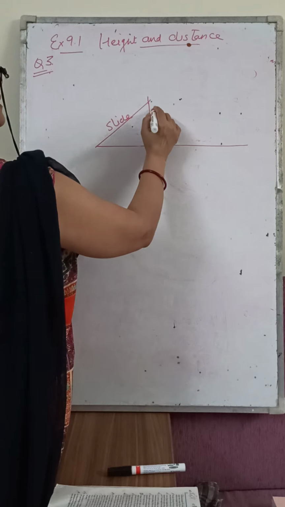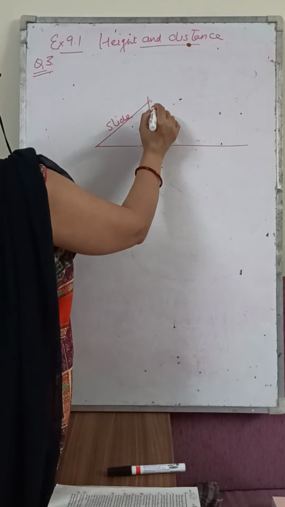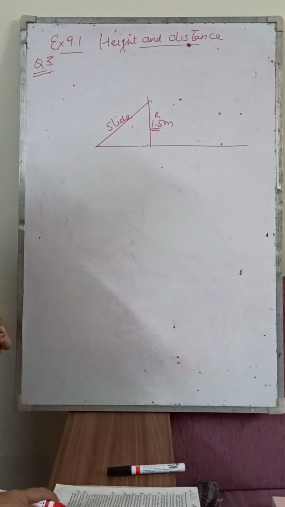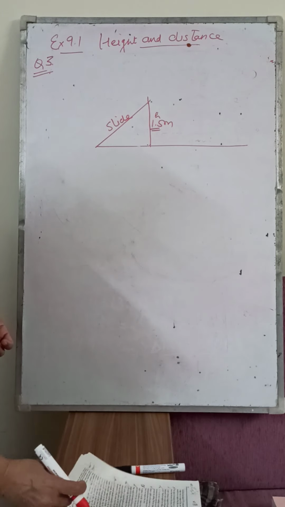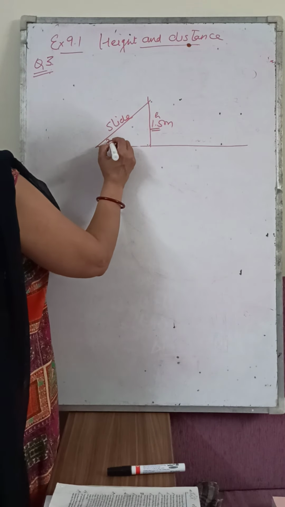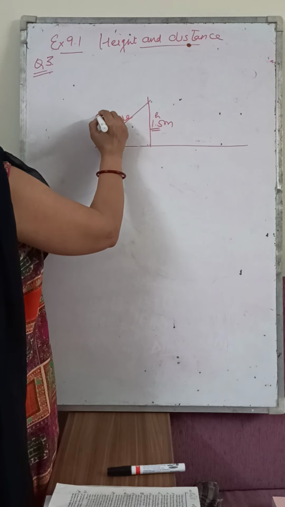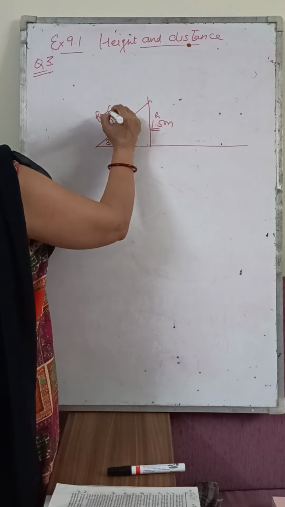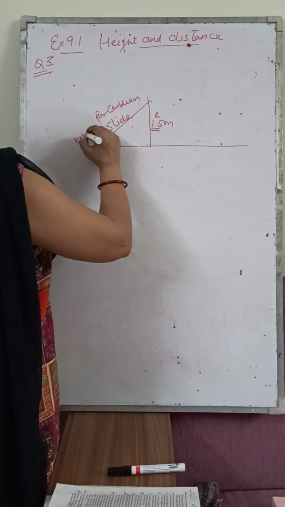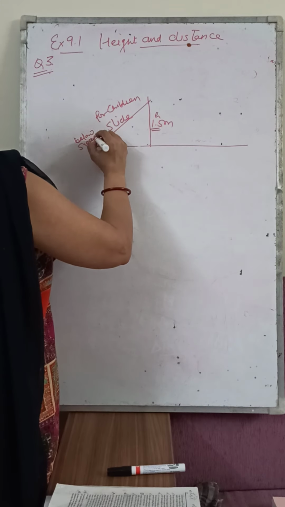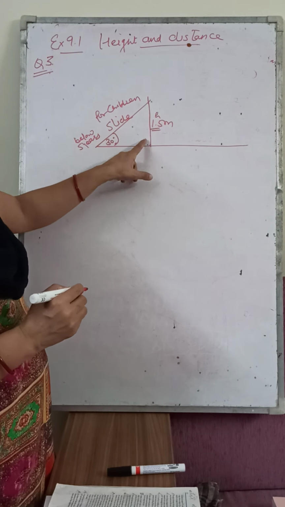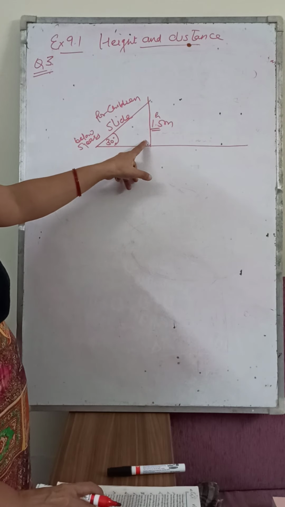So this height should be 1.5 meter, and the slide is inclined at an angle of 30 degree with the ground. So this slide is for children below 5 years. Okay, this slide making angle 30 degree at the vertical height of 1.5 meter.